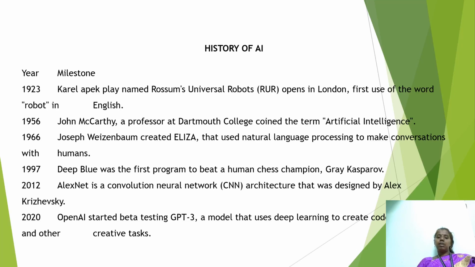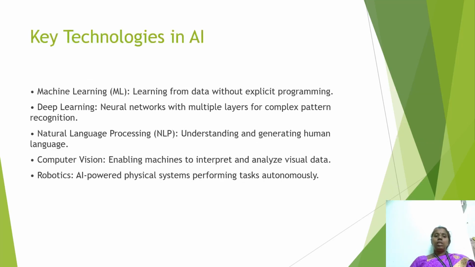AlexNet is a convolutional neural network architecture that was designed by Alex Krizhevsky in the year 2012. OpenAI started beta testing GPT-3, a model that uses deep learning to create code and content and other creative tasks, in the year 2020. Now we are going to see the key technologies in artificial intelligence.